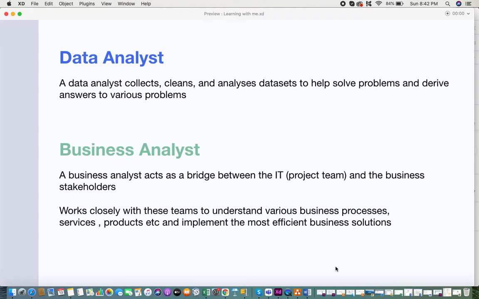The next one is a business analyst. So what does a business analyst do? A business analyst acts as a bridge between IT, that is the project team, and the business stakeholders. They work closely with these teams to understand various business processes, services, products, etc., in order to implement the most efficient business solutions. Once the business analyst gains domain knowledge, understands the business processes, services and products, and understands the business requirements, they can keep all this in mind and make efficient business solutions to improve the business.